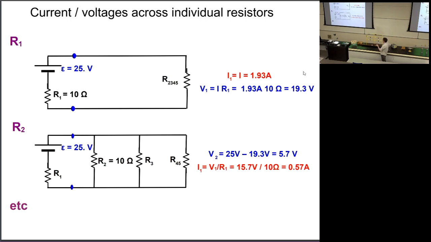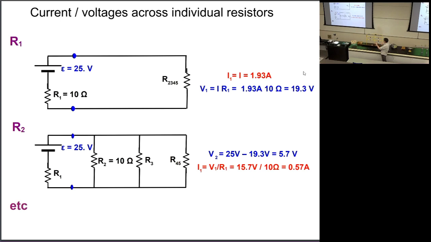Okay, R1. R1's probably the easiest. R1's a good one to start with because it leads you to the solution for the other ones, R2, 3, 4, 5, and whatever. I went back, remember I had the four different circuits, to the circuit that was the last but one. It had R1 in it, and it had that equivalent resistance, R2, 3, 4, 5 in it.